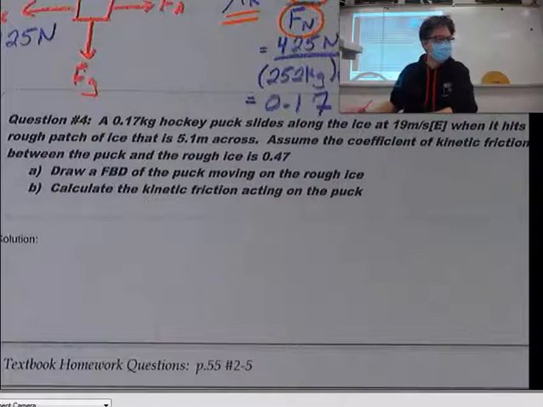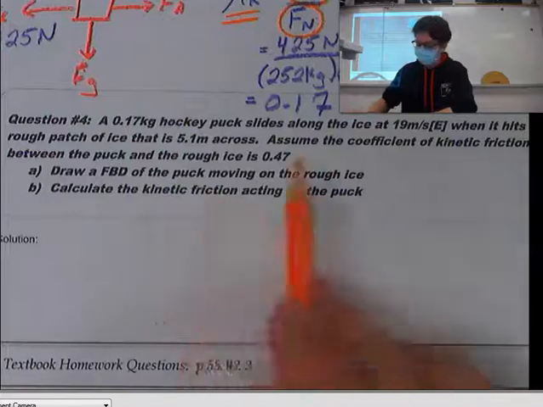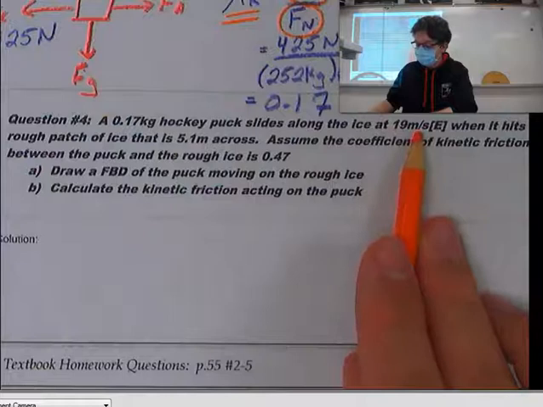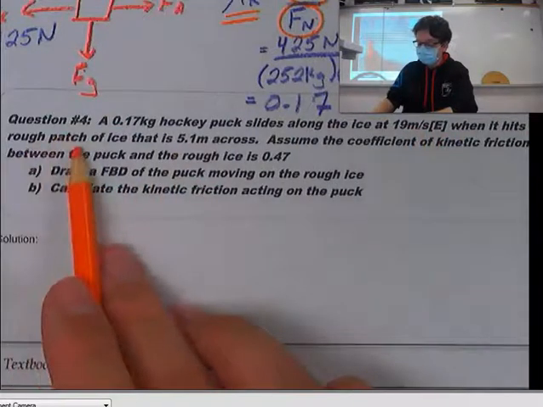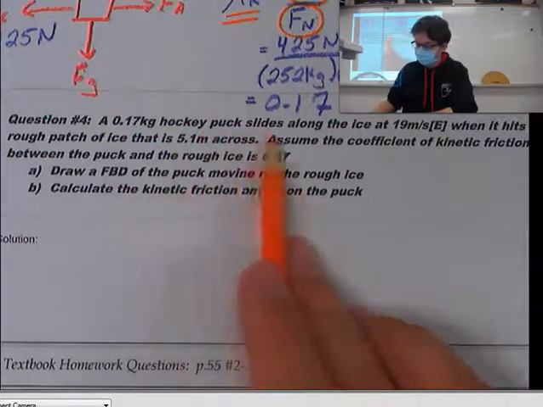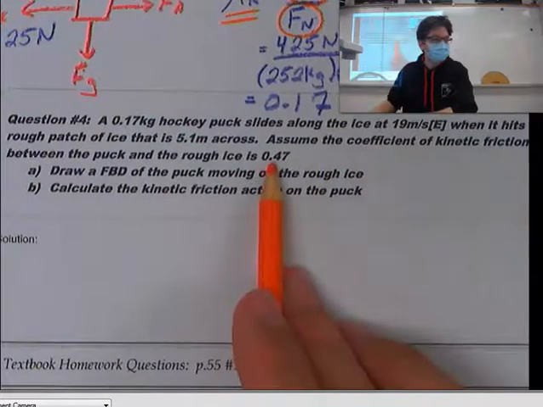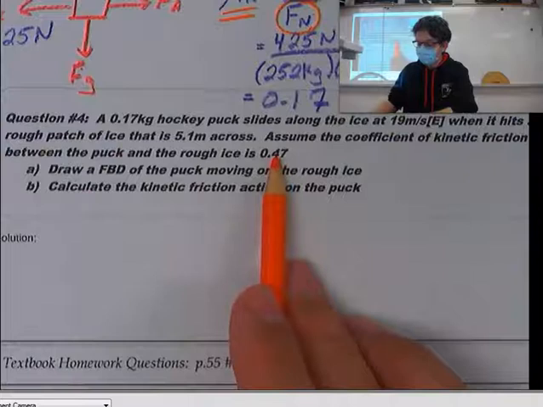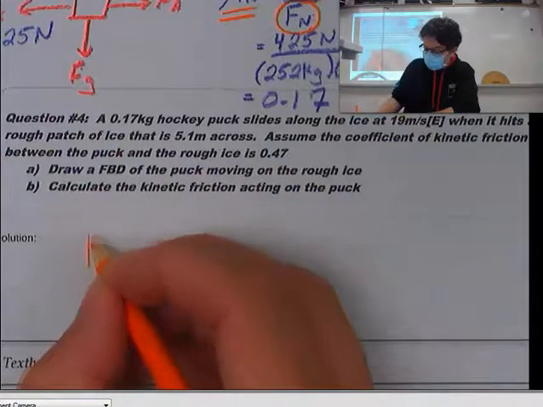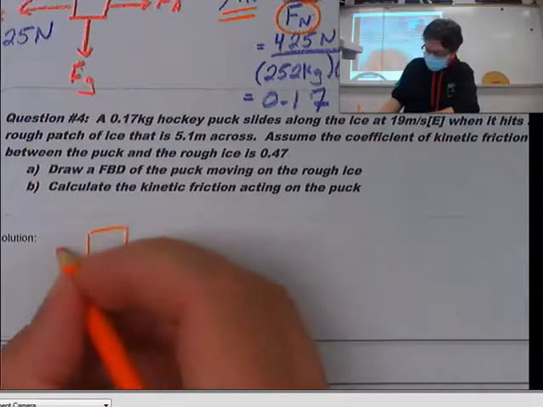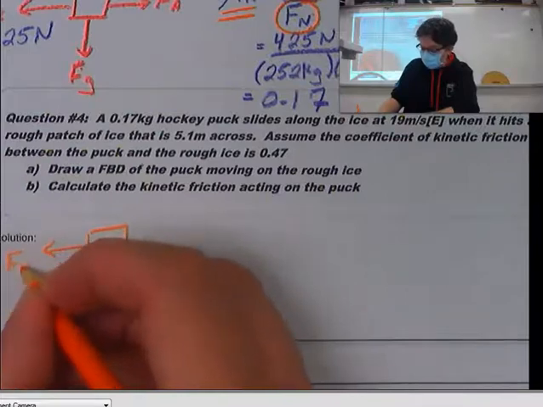All right, for our last question, we no longer have something moving at a constant velocity. In this case, a hockey puck slides along the ice at a certain speed. Then it hits a rough patch that's 5.1 meters across. Now the coefficient of kinetic friction for that puck and the rough ice is 0.47. So first, we'll draw a free body diagram. If it's moving in this direction, it means kinetic friction will be in the opposite direction of motion.